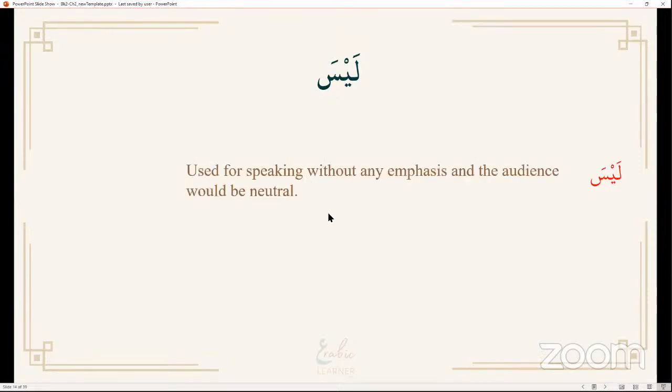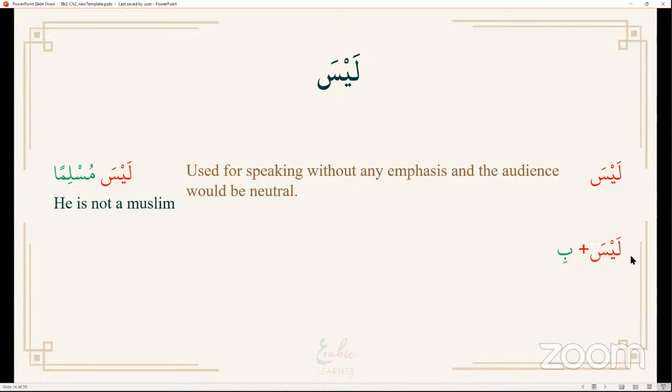So when Laysa is used without Ba, then usually it is not having emphasis. So Laysa musliman means he is not a Muslim. This is a usual sentence without any emphasis.